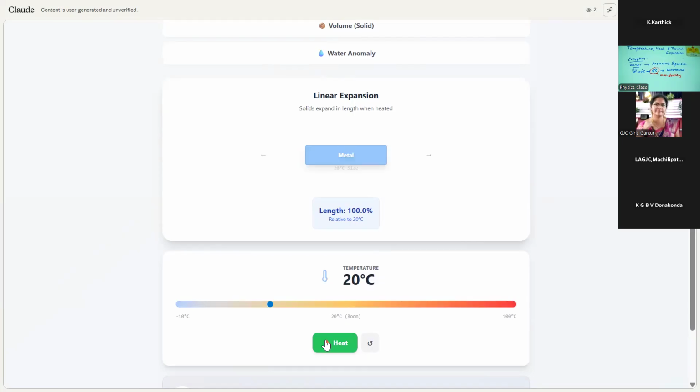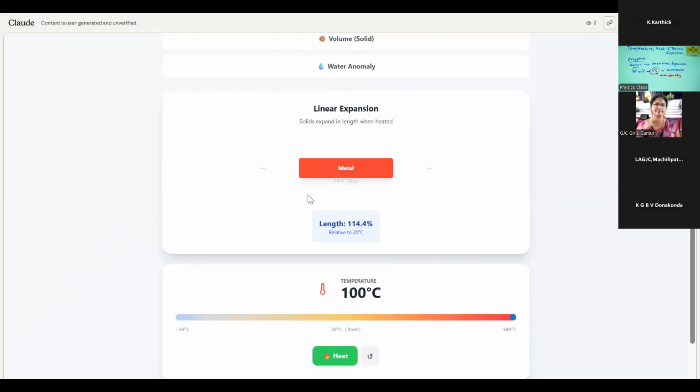Now let's hit the heat button. Watch the metal bar again. It goes to 100 degrees Celsius. You can see how much the length has changed. The scale shows it is now about 114.4 percent of its original length. The actual percentage is tiny. We have exaggerated it visually so we can study it.